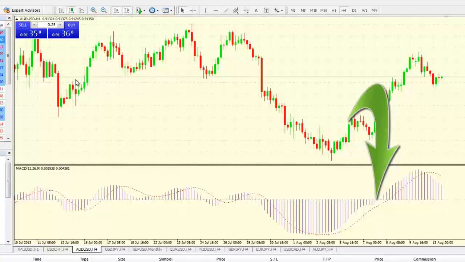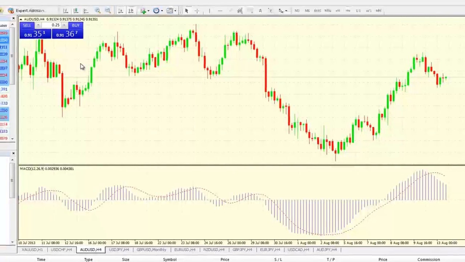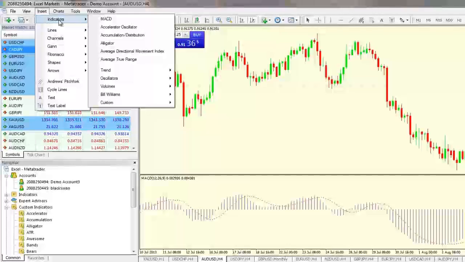To see how consistent this is with the moving averages, we shall apply both the 12 and 26 period exponential moving average on the chart as well. Select Insert, Indicators, Trend.